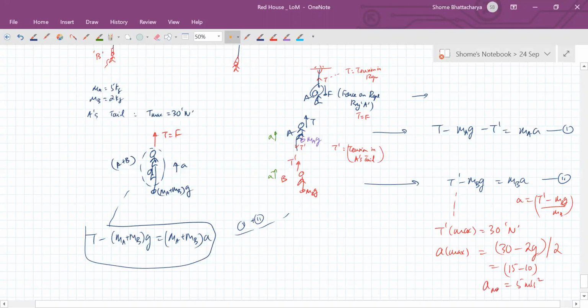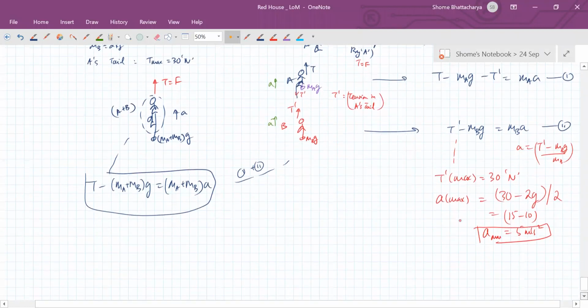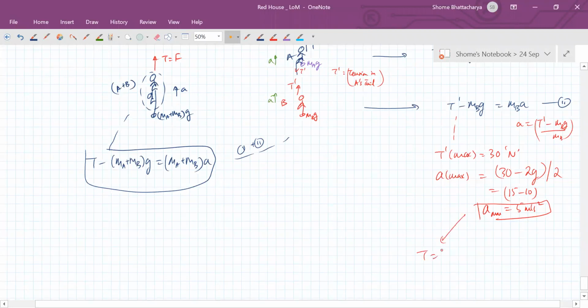Because if the acceleration of the system is more than 5 meters per second square, then the tension in the tail of A will become more than 30 newtons, and that is not acceptable. So then for this acceleration, how much is the tension, which is the force he is applying? So for that you come to the earlier equation, or you go with this. You can see that this, okay.